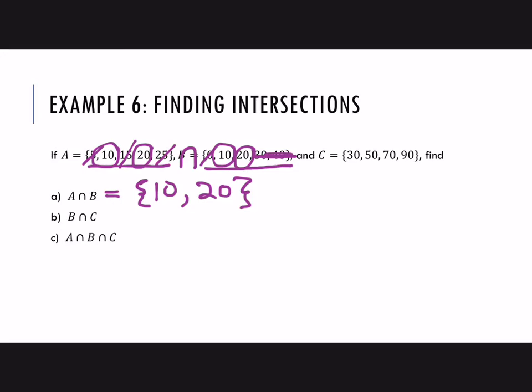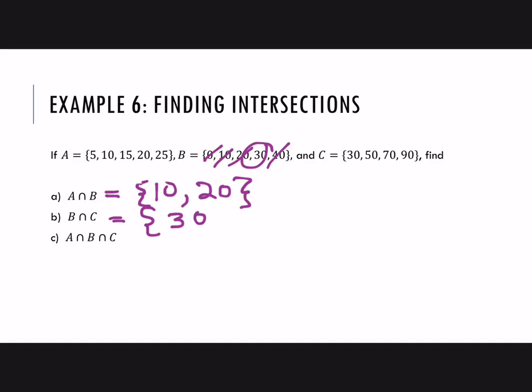Okay, the intersection of B and C. I'm looking for elements that are in both B and in C. Not 0, not 10, not 20, none of those are in set C. 30 is, and not 40. I've exhausted the ones in B, so I don't even need to check the rest of the ones in C. I know they're not in B. So 30 is the only one that is in both. And remember, I'm not just writing the number 30, I'm writing it in braces because it's a new set. The answer to the intersection is a new set containing 30.